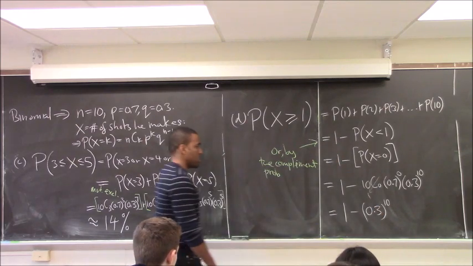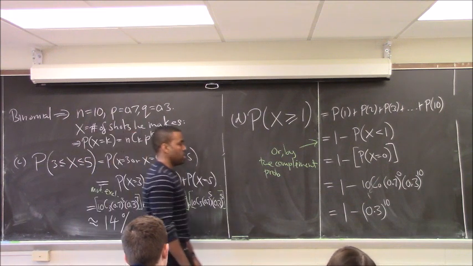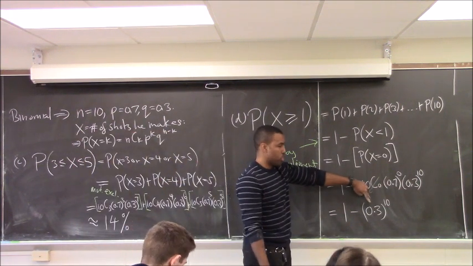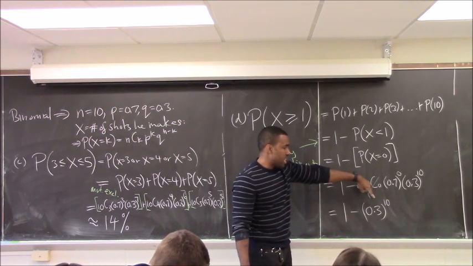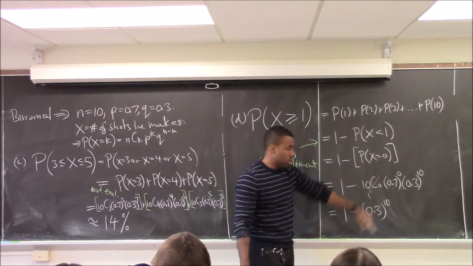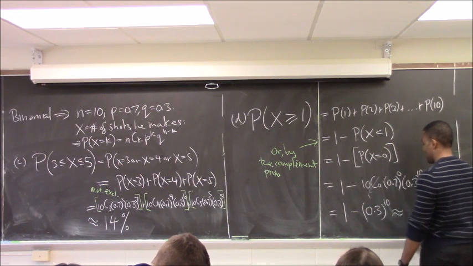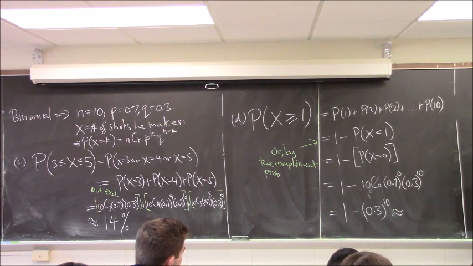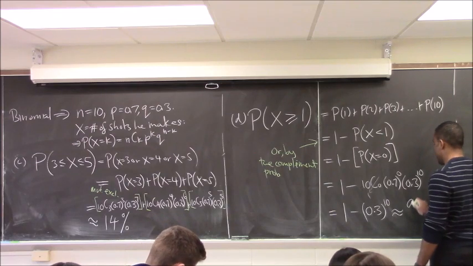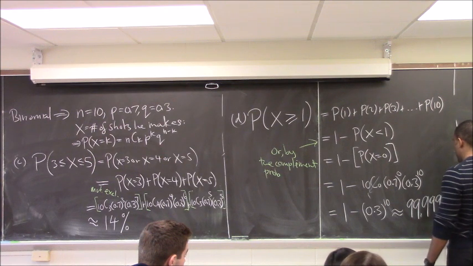And again, that one is pretty intuitive because making 0 means he misses all 10, which means you have 10 multiplications of 0.3, probably a 0.3 every time they're independent. You'll multiply them together. But we're saying that does not happen, so it's 1 minus that. And what is that? That's actually going to be really high up there. I get 0.99994.